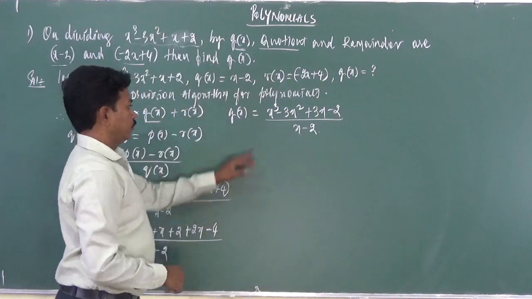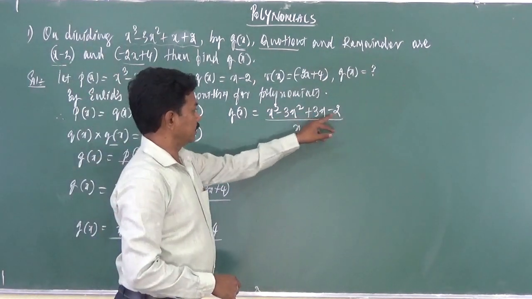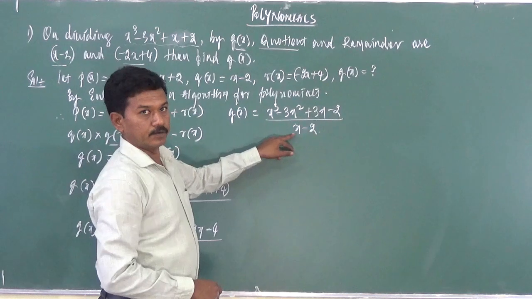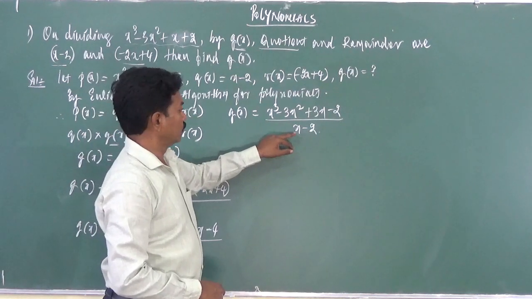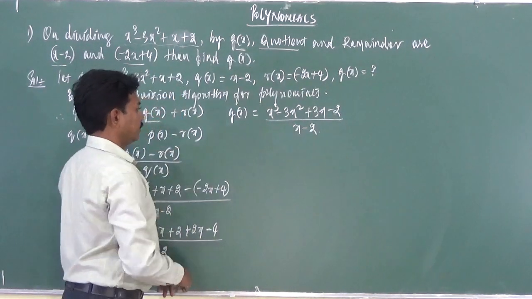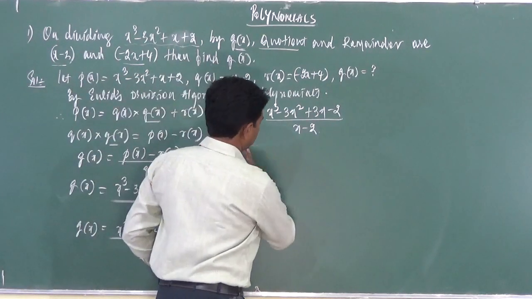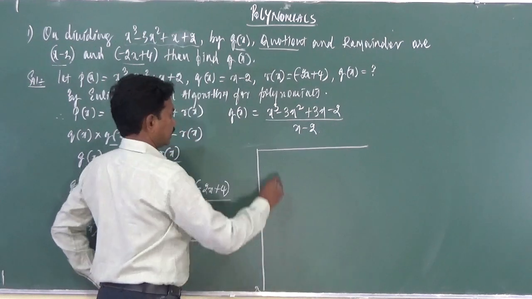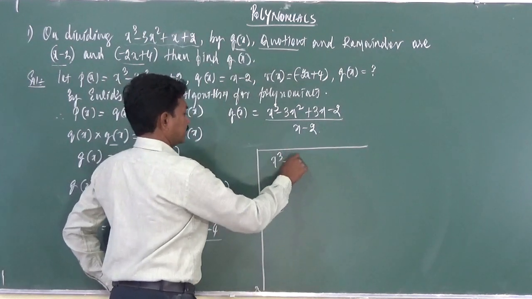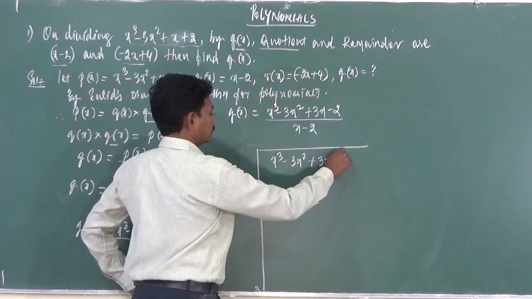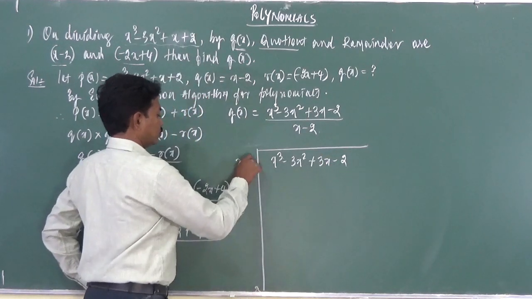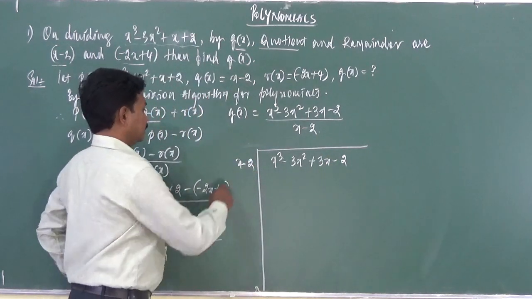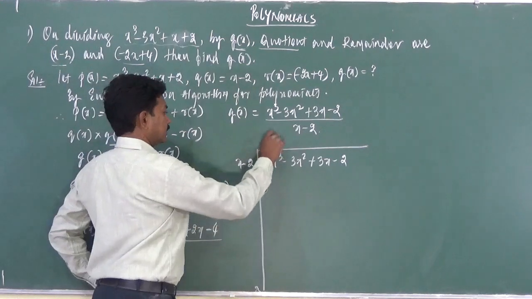Here if you divide this polynomial in the numerator by the polynomial in the denominator, that is x minus 2, you will get the value of g of x. So let us go with the division process. Let us do the division here. So x cube minus 3x square plus 3x minus 2, and x minus 2 is the divisor. So x into what gives you x cube, that is x square.